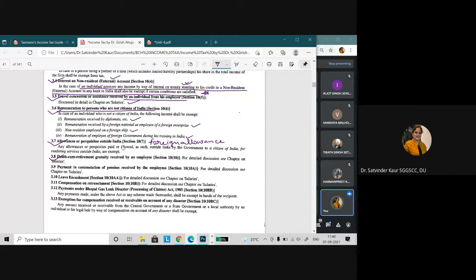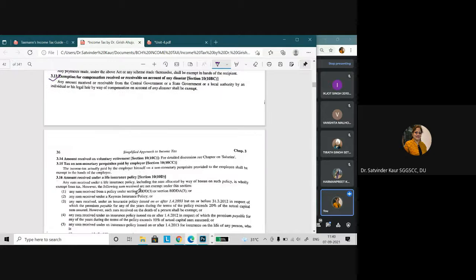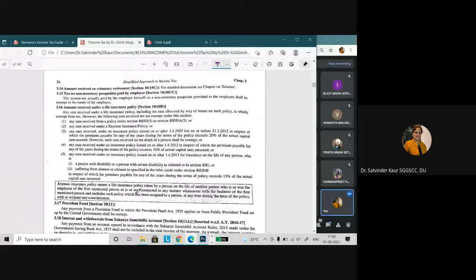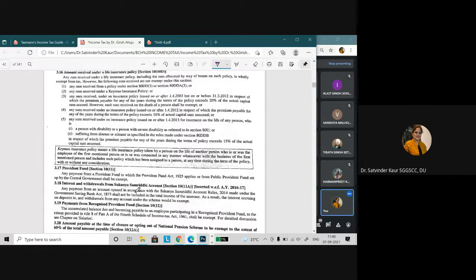Then about the gratuity, pension, leave encashment, retrenchment compensation, all these things we are going to discuss under the head salaries. Then if the payments are being given under the Bhopal Gas Leak Disaster Act, these are exempt in the hands of the recipient. And if there is any kind of disaster and any compensation is being given, that is again exempt, that is not treated as income. Again, about voluntary retirement scheme and perquisites, these all are going to be exempt under the head salary. We are going to discuss there in detail.